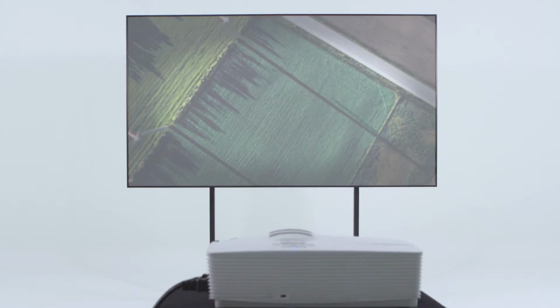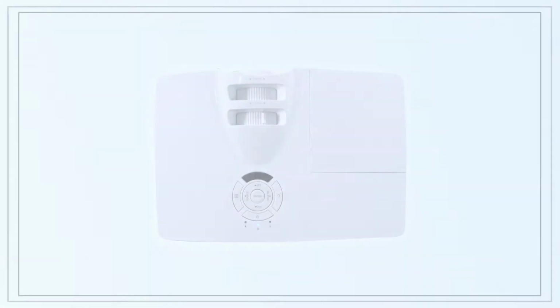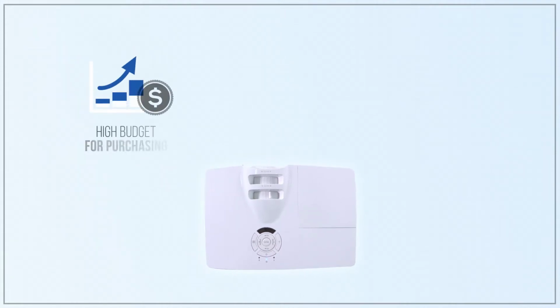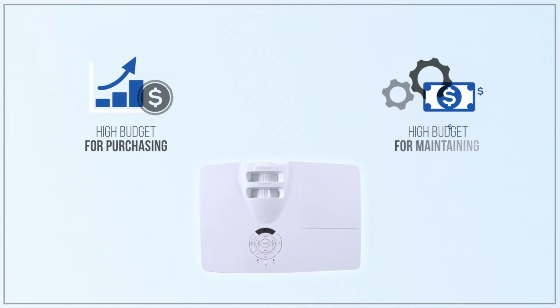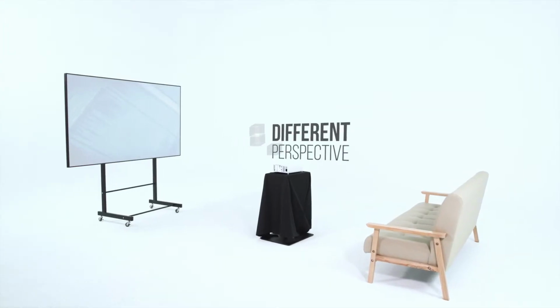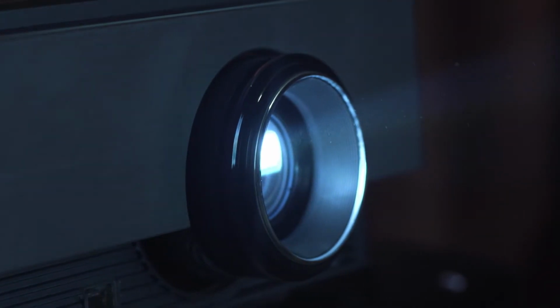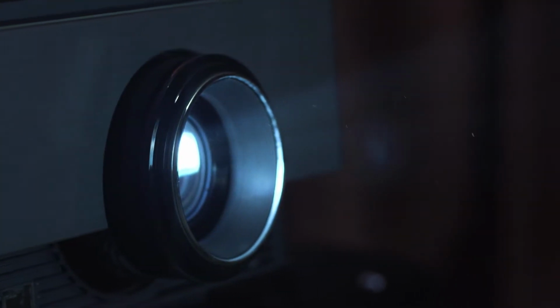So many people try to resolve this issue by replacing their projectors with higher lumens. However, this solution requires a high budget for purchasing a new unit and maintaining it. So we approach this issue with a different perspective. Isn't the problem in the screen that fails to preserve the light from the projector rather than in the projector?